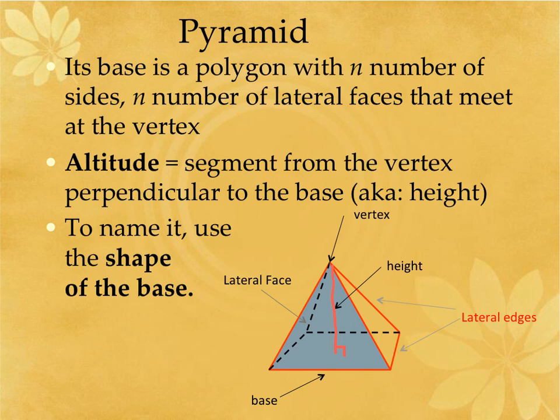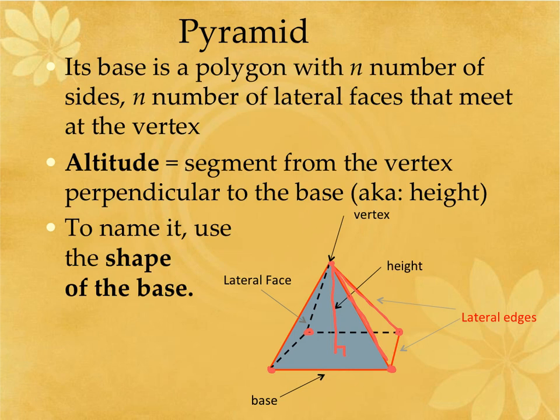And again, to name the type of pyramid, we're going to name it by the shape of the base. So the shape on the bottom here would be the base, and then the triangles would be the lateral faces here. And then these sides that come down here, these are the lateral edges. Again, this is a vertex. I also have additional vertexes down here.